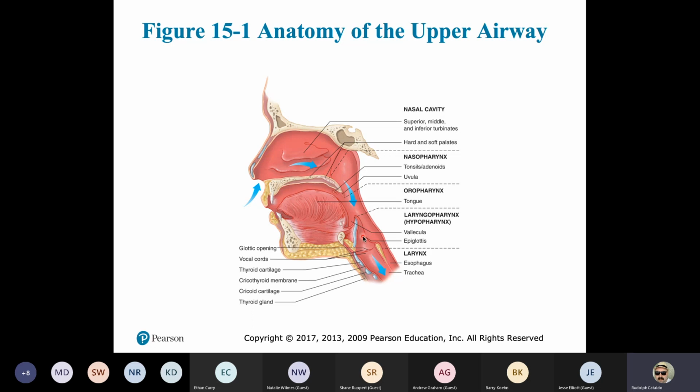You have your epiglottis, and your esophagus, which lies posterior to your trachea. The trachea is always in front, and the esophagus is in the back.